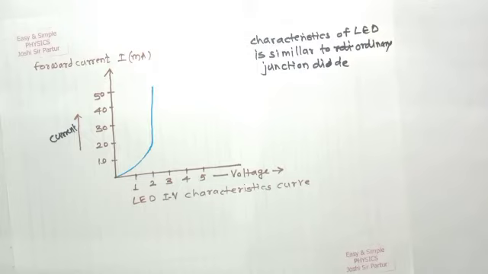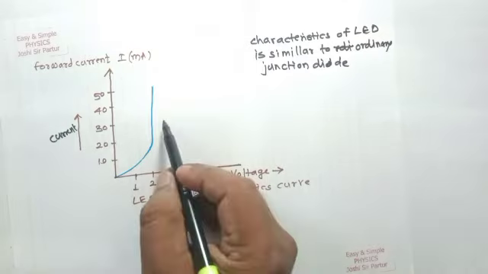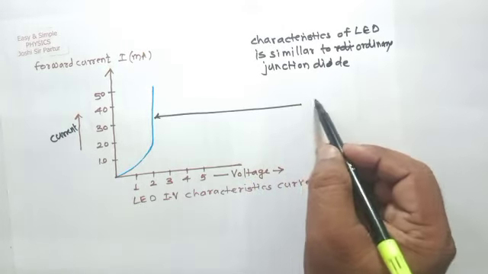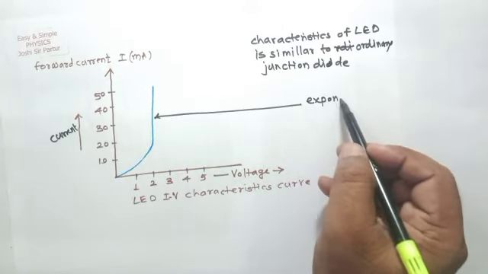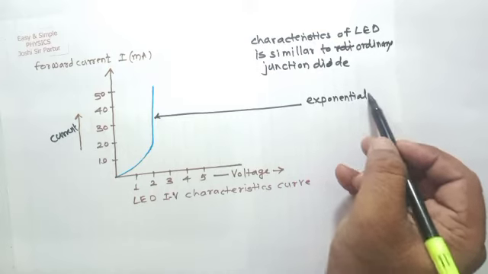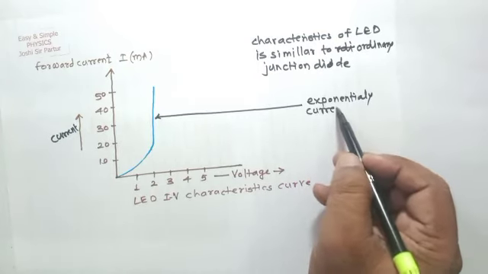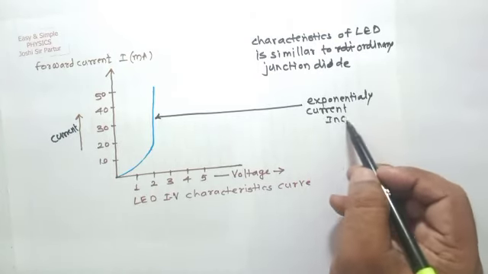The diode starts conducting only after forward bias voltage overcomes the barrier potential, and then current increases exponentially. See here, the current increases exponentially.